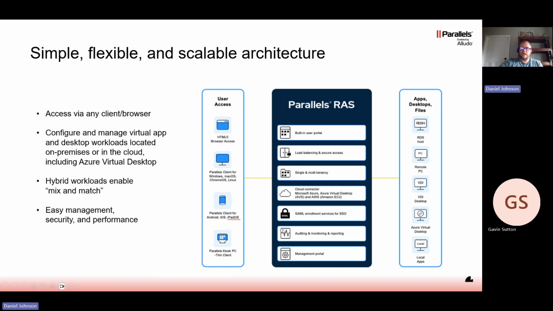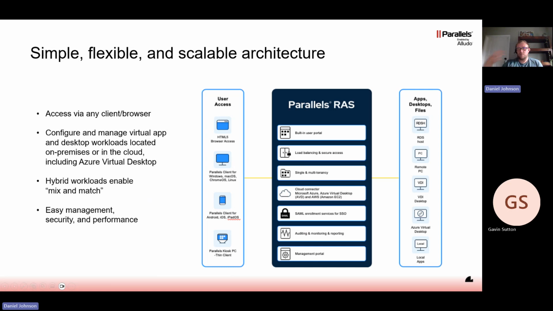We integrate with any SAML-based authentication service or any RADIUS-based authentication service, but also including SAML and SSO as well. We have live and historic monitoring, which can be used for auditing purposes, and also the management portal as a single pane of glass, like I mentioned to you previously. So hybrid workloads, any application which is hosted on a Windows server back to 2012 version 2 is going to be compatible with our solution.